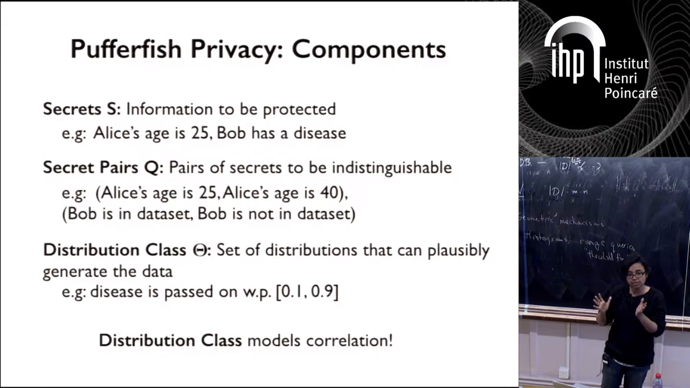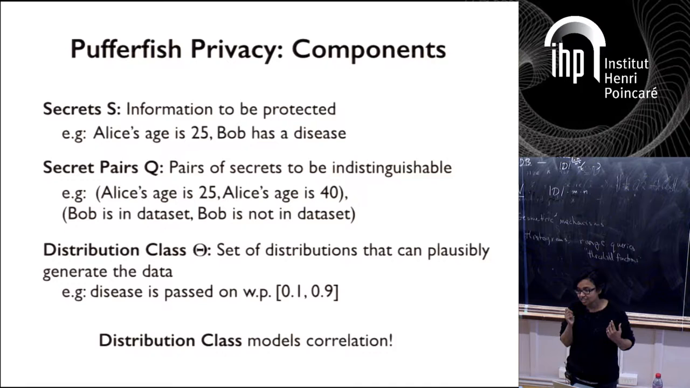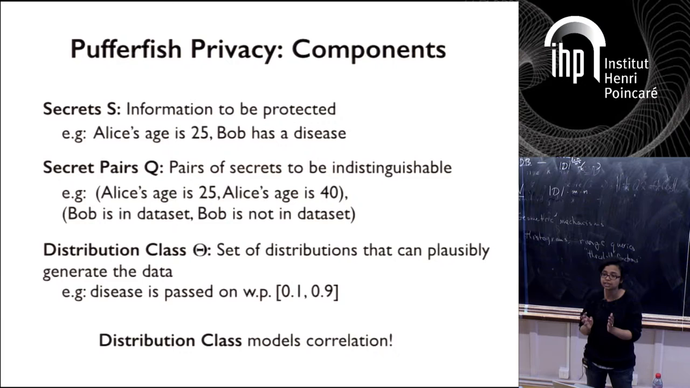Yes. So when you say plausible, what do you mean? Yes, so when I say plausible, what I mean is these are the kinds of generative information that we are looking at. So these are some distributions that could have generated the data. Now you have a set of distributions, so you can be conservative. You can say that, okay, so these are my set of distributions, I'm being really conservative here. But if you make your distribution class larger, usually you have to add more noise. So this is like a modeling assumption in some sense.